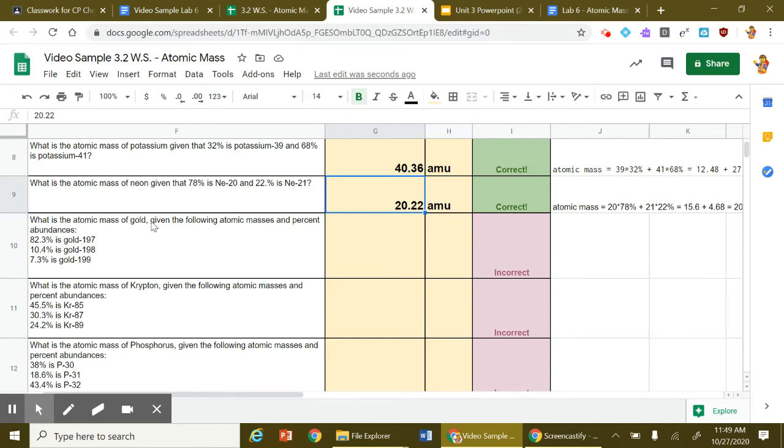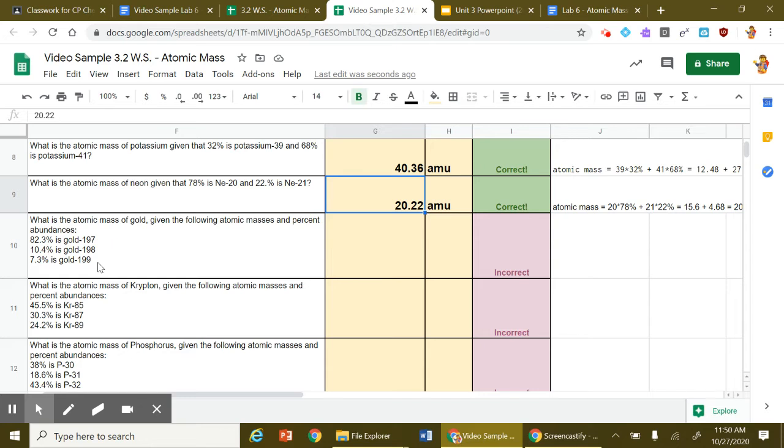What is the atomic mass of gold given the following atomic masses and percent abundances? 82.3% of gold is the gold 197 isotope. That is gold made out of 79 protons, because gold is element 79, and 118 neutrons. Okay, that is the gold 197 isotope. 82.3% is that. 10.4% is gold 198, and 7.3% is gold 199.